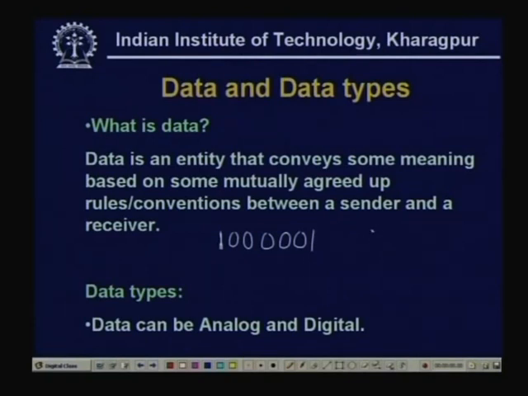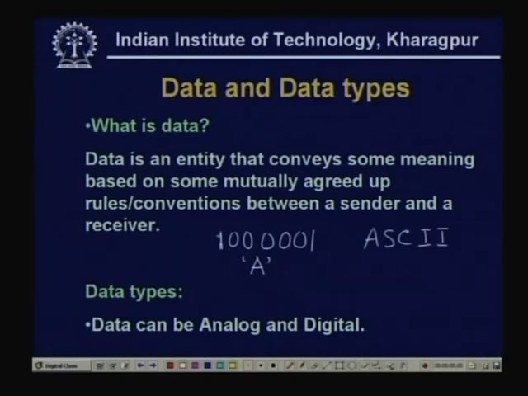But once it is told that an ASCII character has been sent, as you know, ASCII stands for American Standard Code for Information Interchange, and whenever the sender informs that this is an ASCII character, the receiver will know that an ASCII character has been sent, which is nothing but the character code for the character A. That means, A has a 7-bit code 1000001. So, now it has become data.